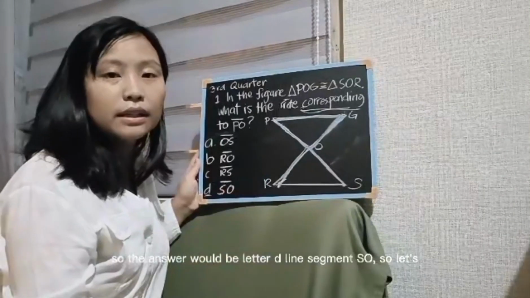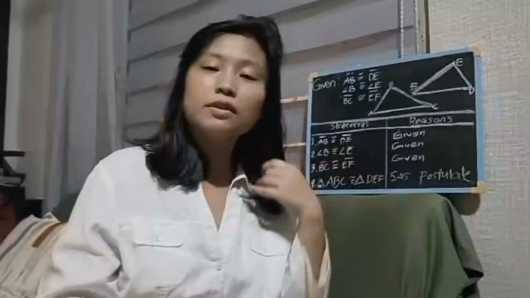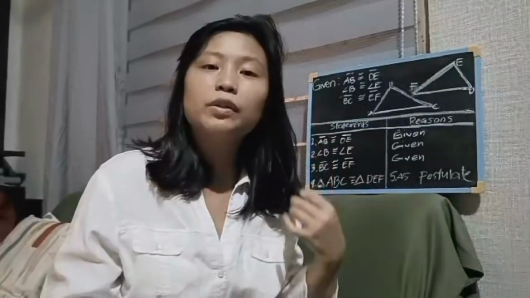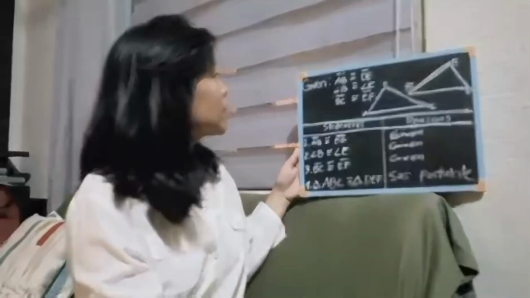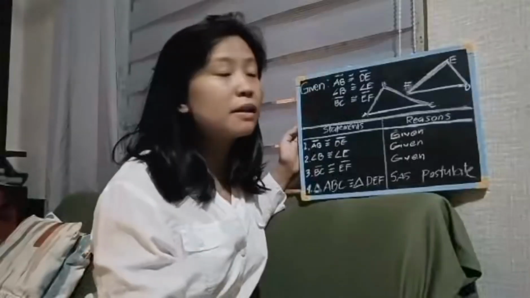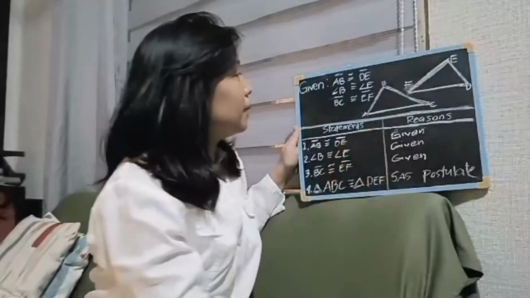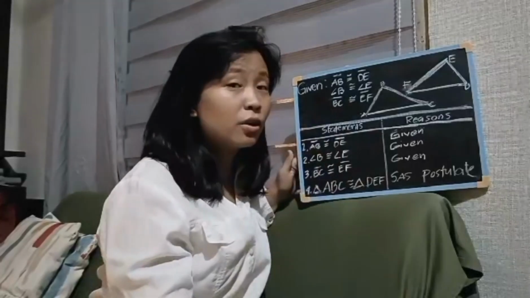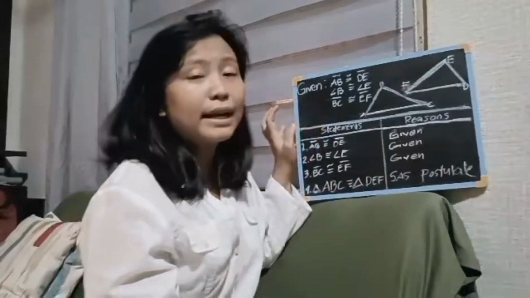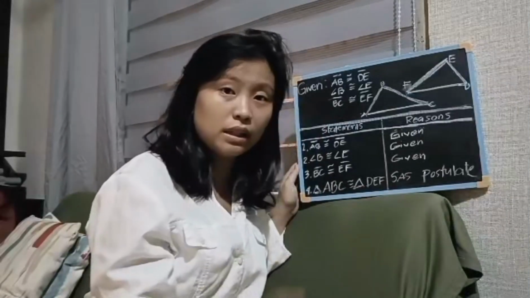So let's move on to the second question. Here's the second question of the third quarter, which is about statements and reasons. Given line segment AB is congruent with line segment DE, and angle B is congruent with angle E, and also line segment BC is congruent with line segment EF.